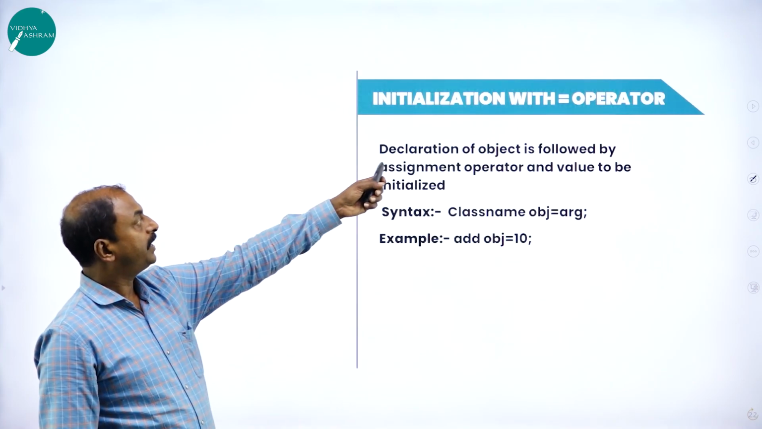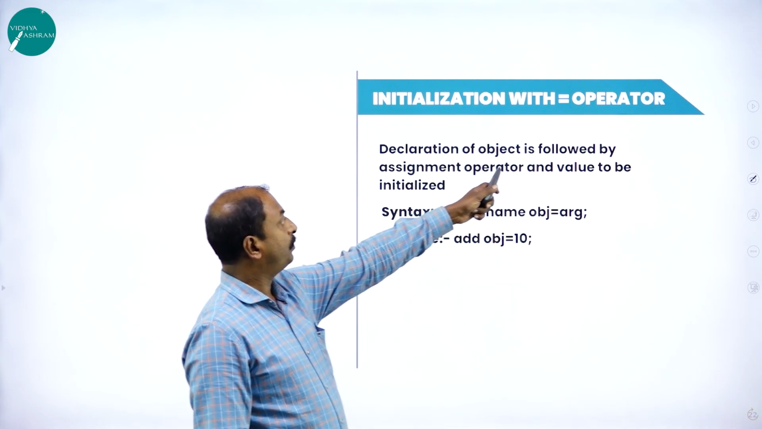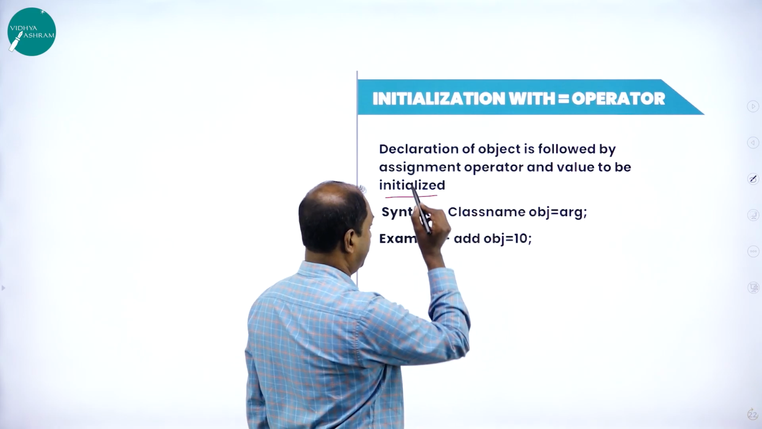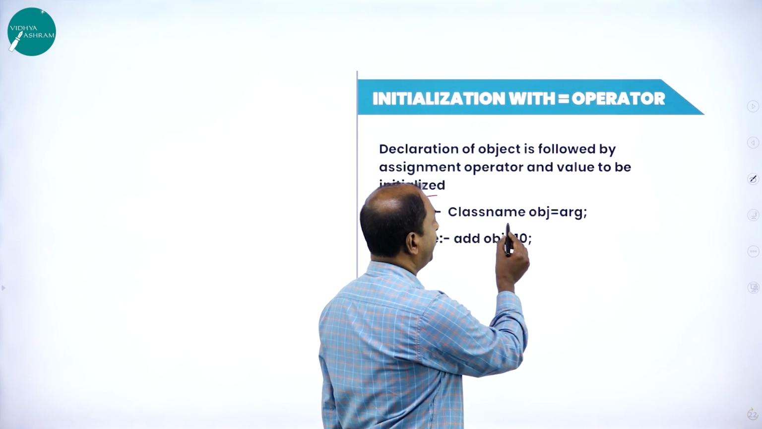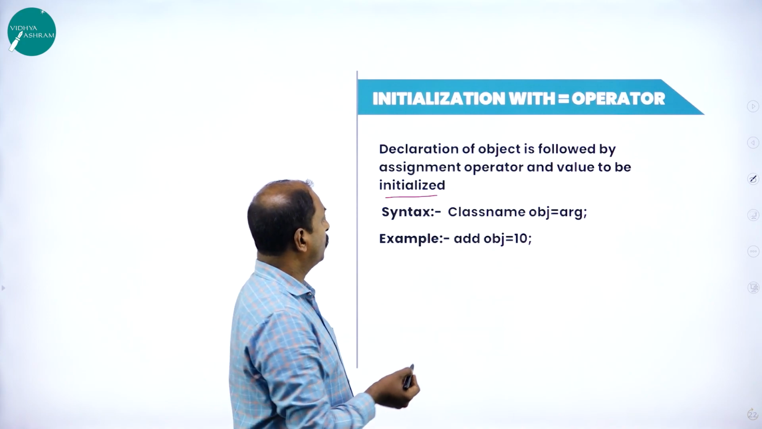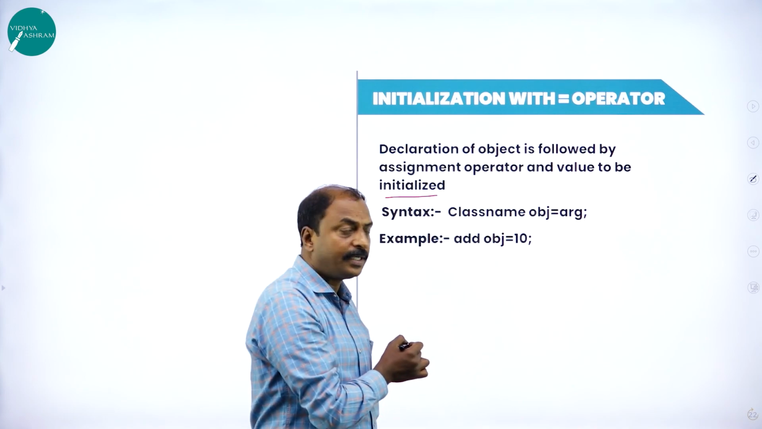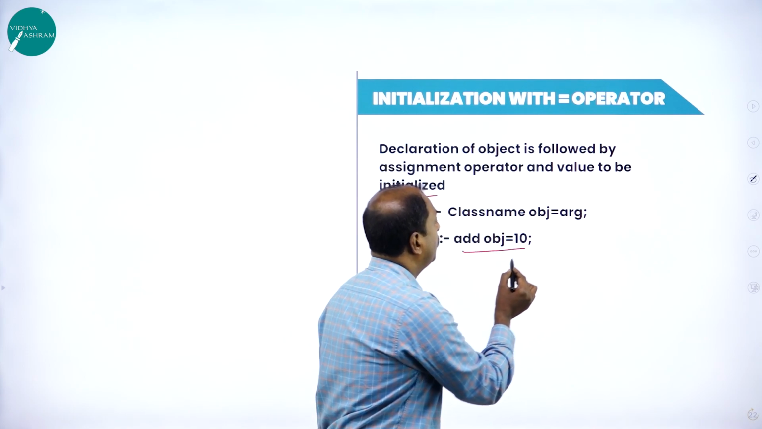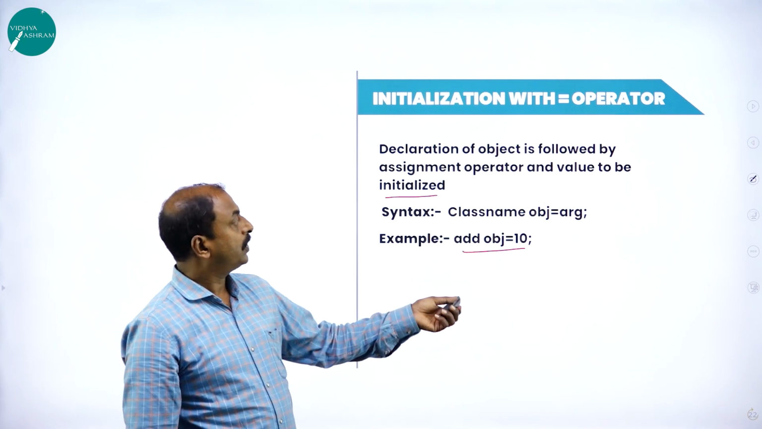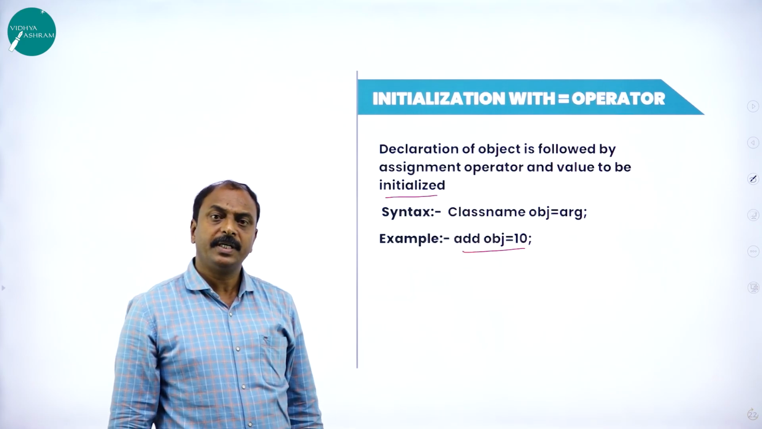Now, another method is initialization with equals operator. Here, declaration of the object is followed by assignment operator and value to be initialized. Look at the syntax of that. Class name, space, obj, object name equals arg, nothing but argument. So, in this example, Add is name of a class, obj is an object equals 10. So, this is another method of assigning values or initializing values using equals operator, or nothing but assignment operator.